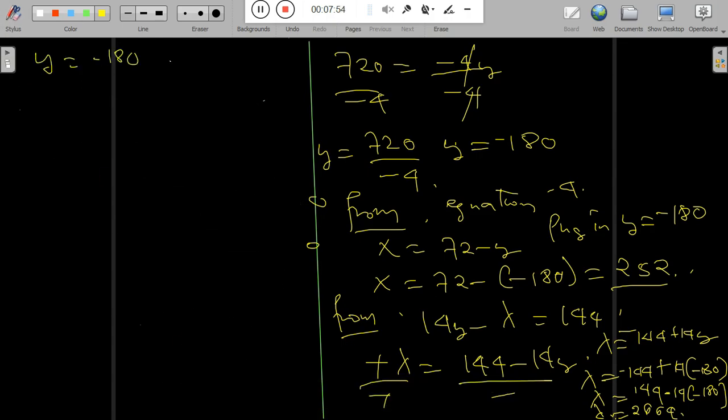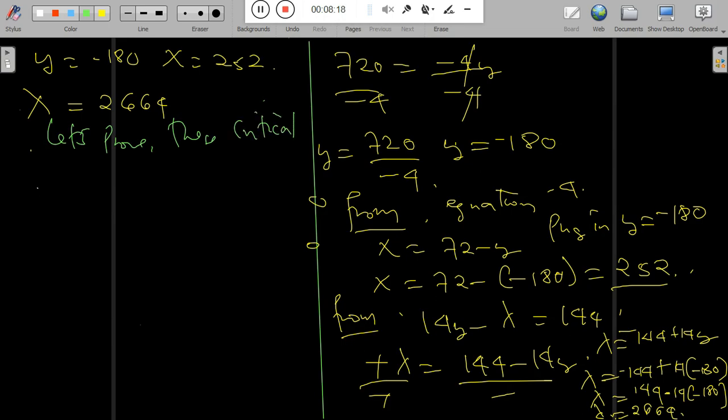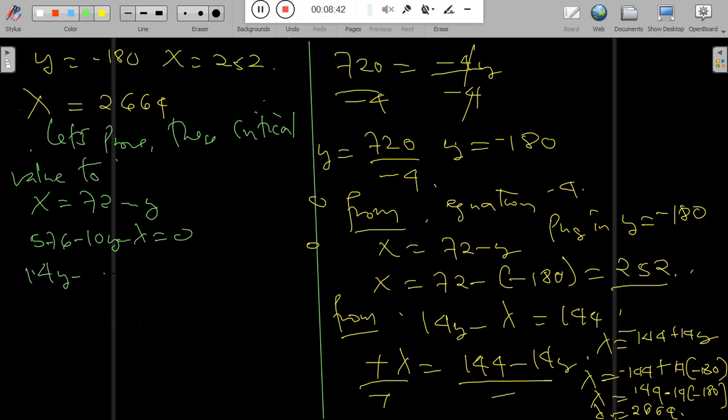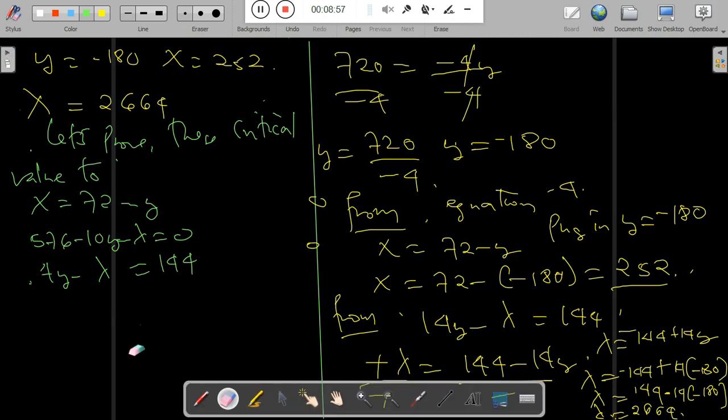So after obtaining the value of lambda, which is 2664, let's verify our critical points in the equations before finding the bordered Hessian matrix. So x equals 72 minus y, and 576 minus 10y minus lambda is equal to 0, and 14y minus lambda is equal to 144. Now let us plug in the values of x and y to see the results.